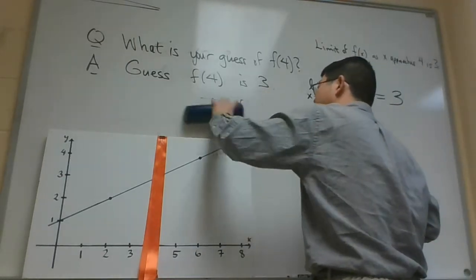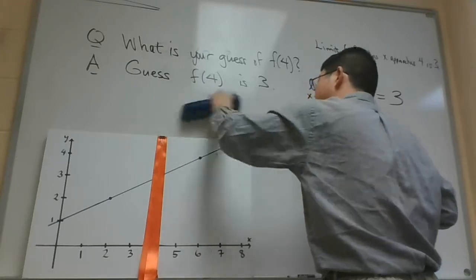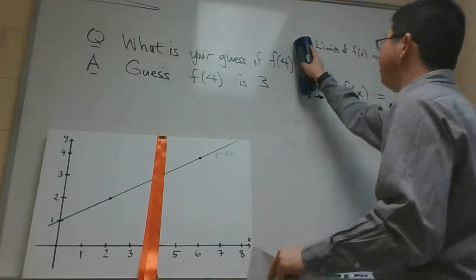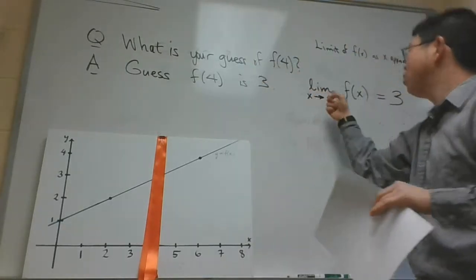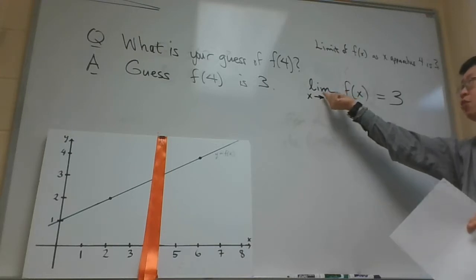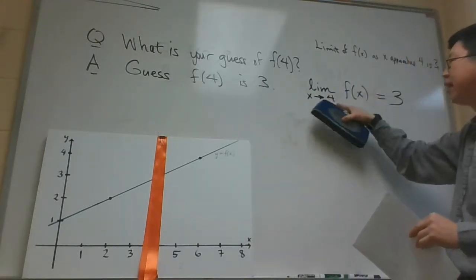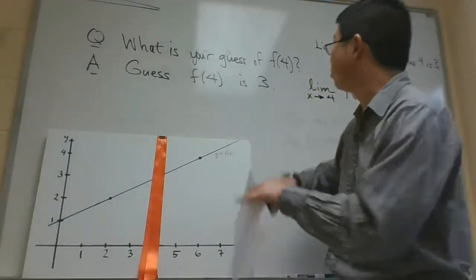I need to get you all used to this limit notation, and it takes a little getting used to, for sure. Now let's see what f of 4 actually is. So what is f of 4? That was our guess, right? Think of the word lim here, it's short for limit. Think of this as meaning, what's the guess? What's your guess for f of x when x gets close to 4? Right? As x approaches 4.